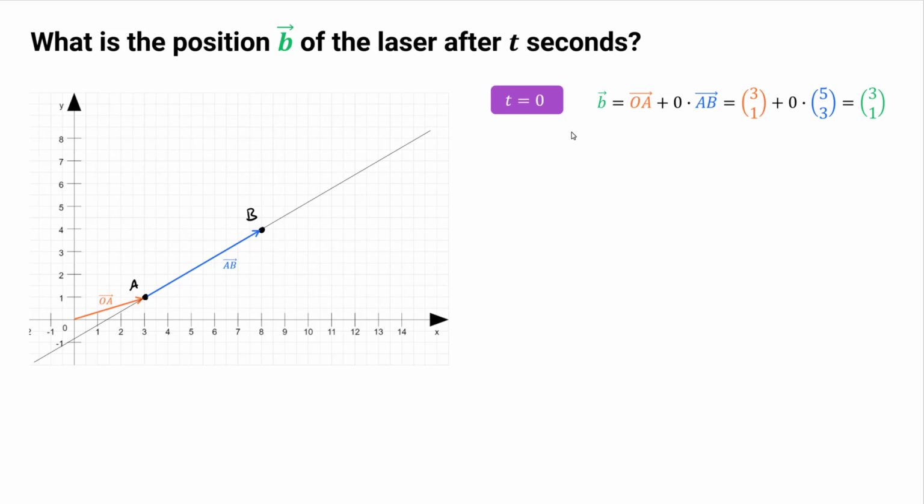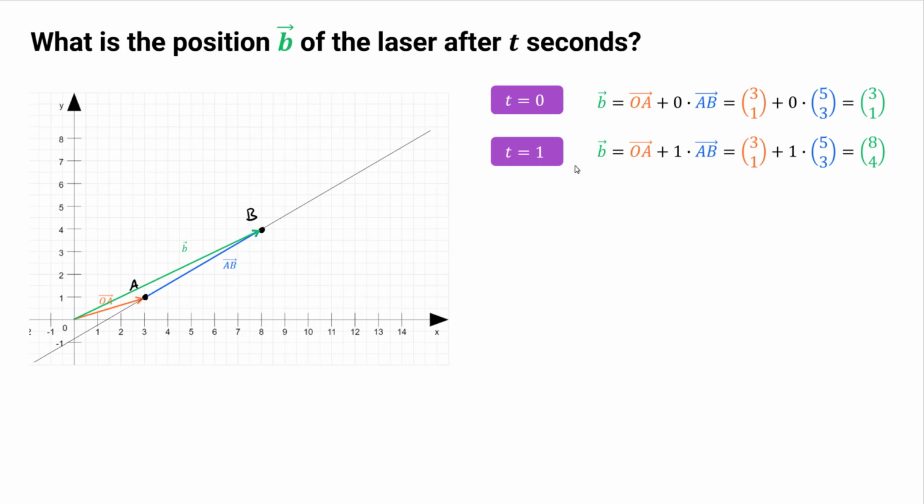Now, what happens if we let 1 second pass, so at t equals 1? Now at this time, well, the laser has moved forward and is now at the position OA, so the starting position, plus 1 times AB. So it's at the new position 8, 4, which is denoted by the vector B that points from 0, so from the origin, to B.